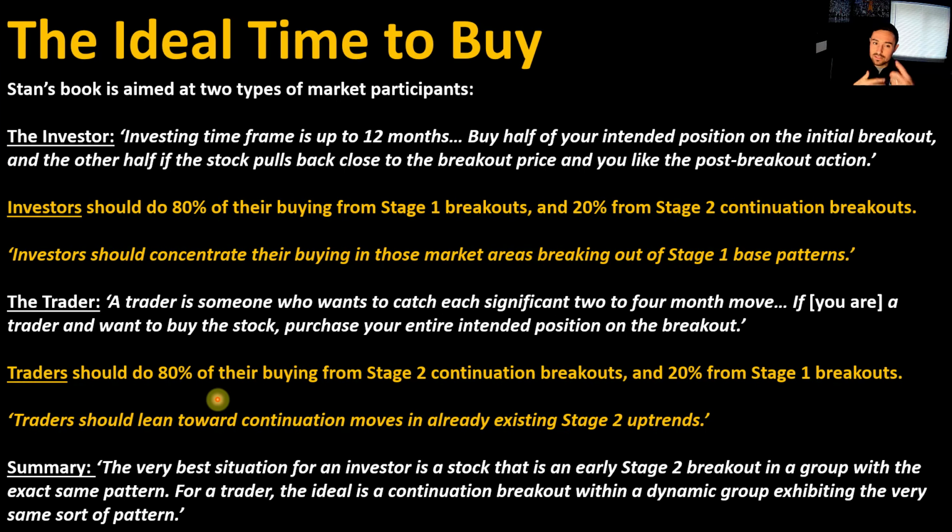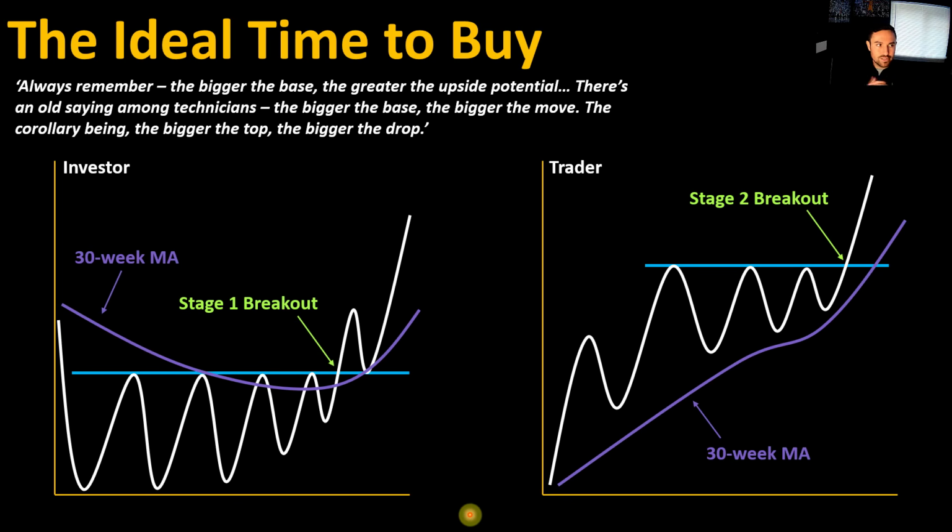So it's different. Hopefully this is starting to make you think a little bit. Are you more of an investor? Are you more of a trader? Much can depend on your psyche as well. So the summary, the very best situation for an investor is a stock that is in an early stage 2 breakout in a group with the exact same pattern. We're going to talk about the indexes, we're going to talk about groups, we're going to talk about individual stocks. For a trader, the ideal is a continuation pattern breakout within a dynamic group exhibiting the very same sort of pattern. So Stan would look for very strong stocks, but he would like to have the groups confirming that as well. So let's go through a couple of examples.